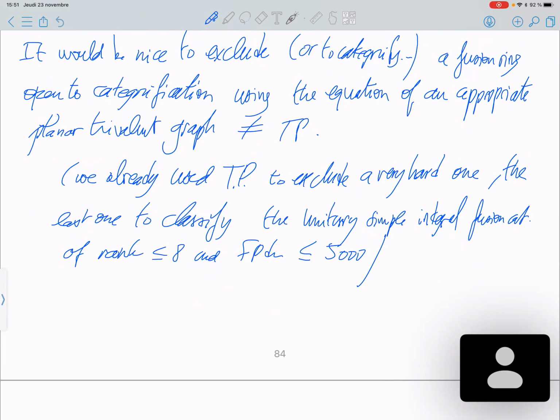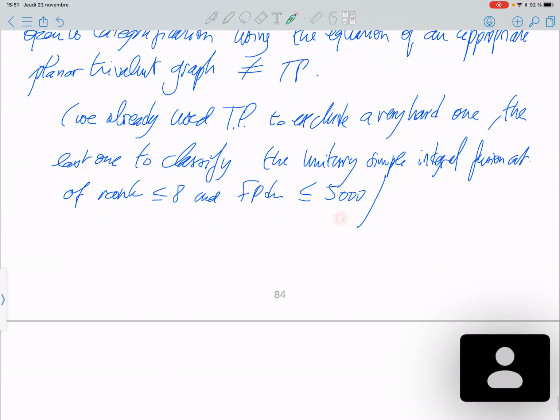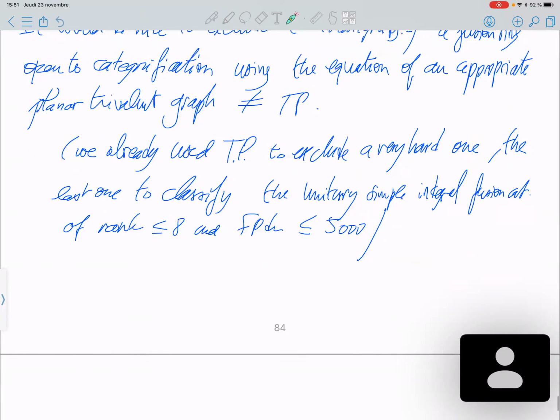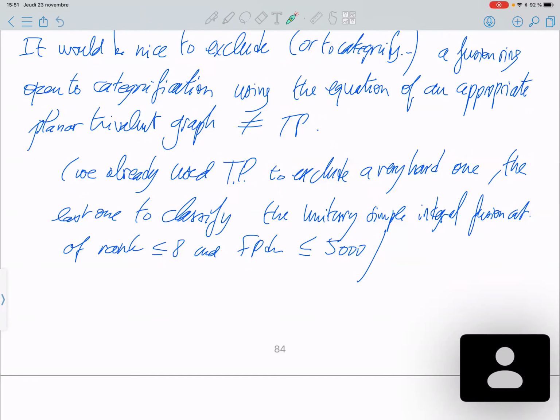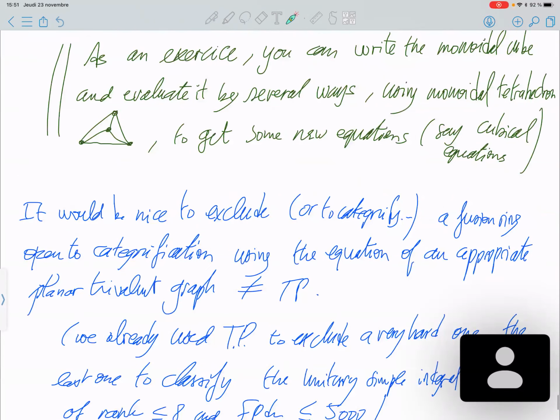So this will be a theorem, in fact, in the course. Theorem: all the unitary simple integral fusion categories like that are of the form Rep PSL_2(q). Okay, so that's all for this remark.